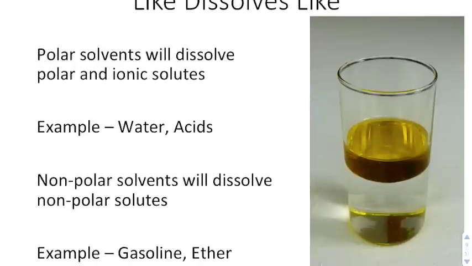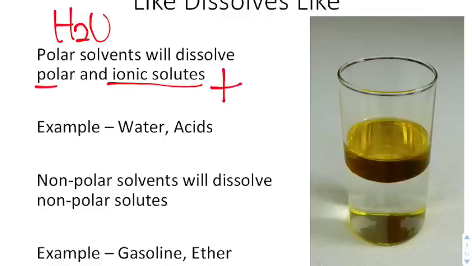One of the biggest things that's important as far as solutions is concerned is that like dissolves like. If you have a polar solvent, such as water, it will dissolve a polar solute or an ionic solute. The reason is because polar and ionic solutes both create positive and negative charges. Water has positive and negative charges: there's positives on the hydrogens and negatives on the oxygen. Because of those, those are like things. They both have charged particles. As a result, water will dissolve ionic and polar solutes.